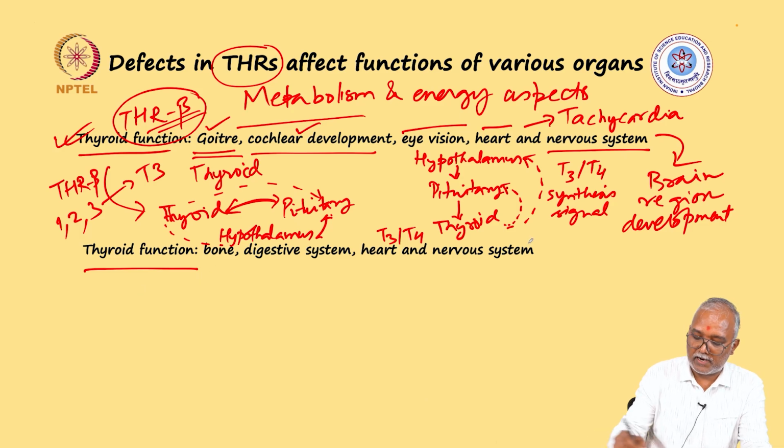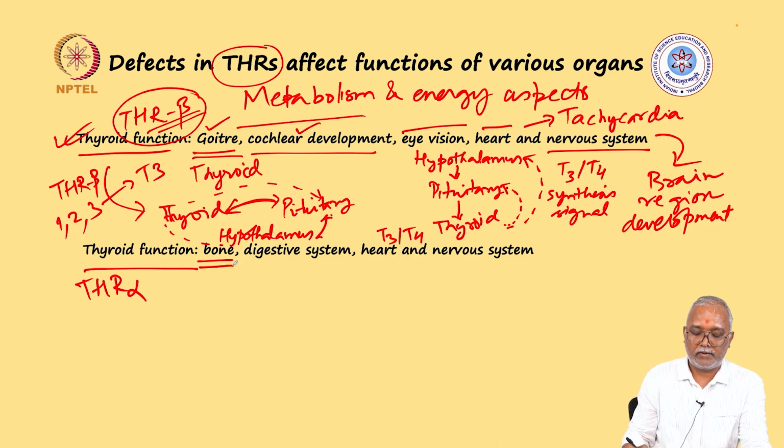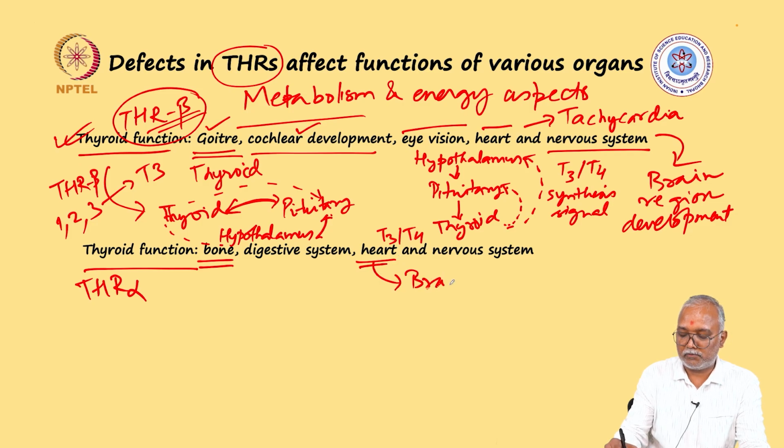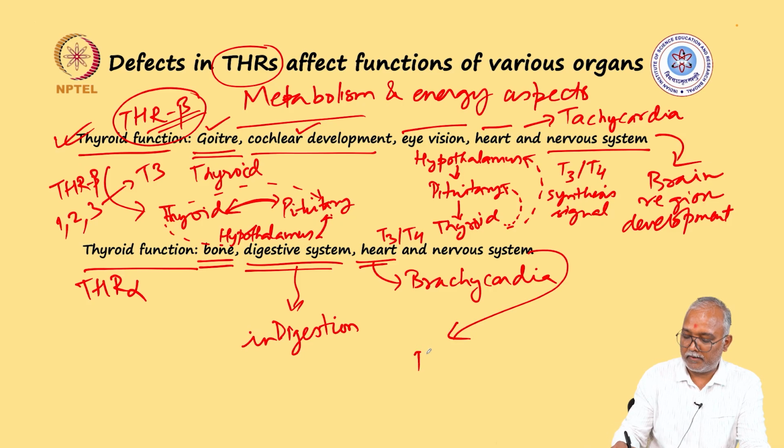So what we see here is that THR alpha has effects on bone density and bone health. It again affects the heart, but here the situation which arises from the T3 malfunction or THR malfunction is called bradycardia. There are digestive system related issues, in the condition of digestion related, indigestion and so on, and then again it affects the nervous system development. Maybe some specific brain areas are affected.